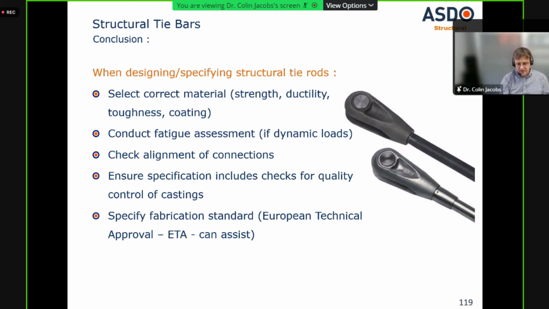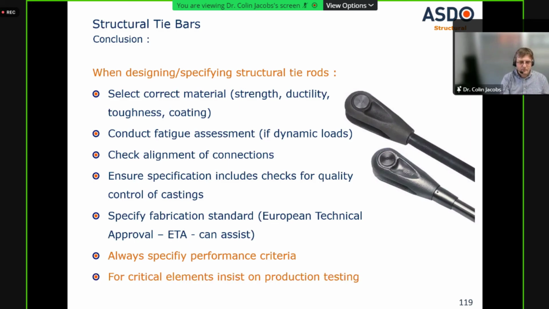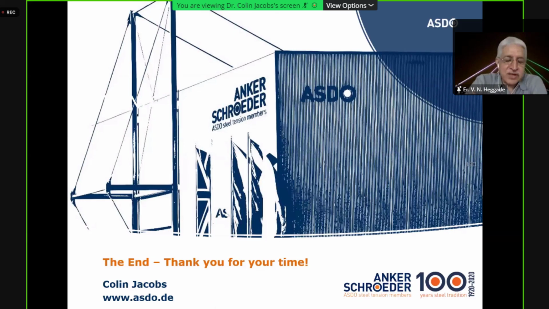Specify fabrication standard. And one of our most important points would be to always specify your performance criteria. Don't simply say tie rods by Anker Schroeder M90. Tell the contractor what you expect them to perform to, and then he's got a good chance of making an equal comparison. And I would say if your structure is critical, then insist on production testing, if not full-scale testing on some of the products.